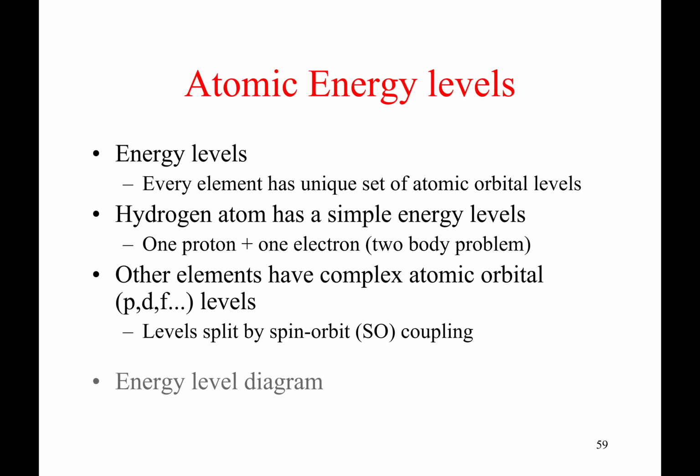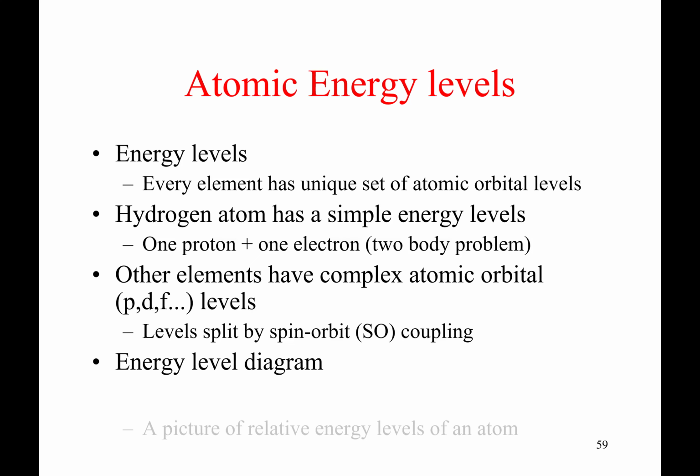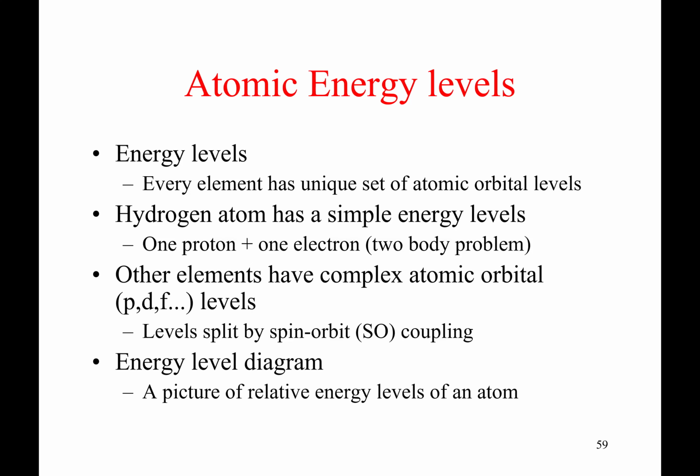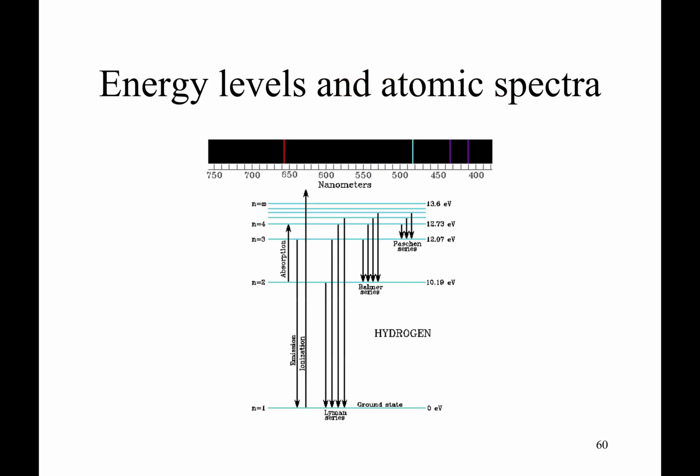And usually we come up with an energy level diagram. An energy level diagram is simply a picture of relative energy levels of an atom. So here, notice what we have. This is a very simple atomic line spectrum for hydrogen. And hopefully you remember, you don't have to remember all the names, but people dealt with this.